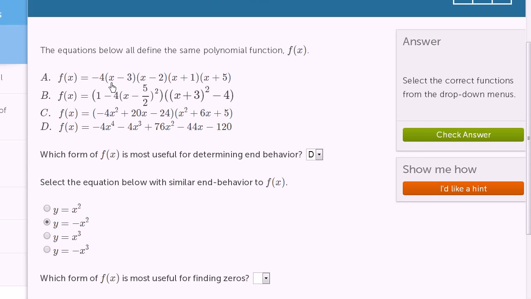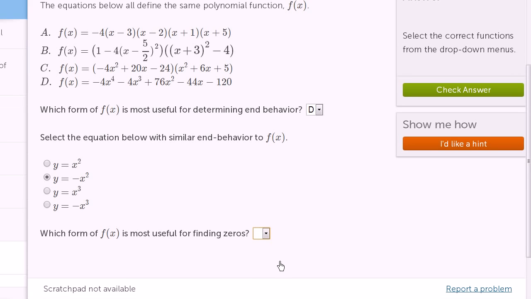So this would be 0 when x is equal to 3, x is equal to 2, x is negative 1, and x is negative 5. So A is definitely the most useful for finding zeros.